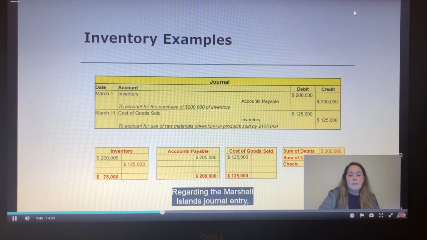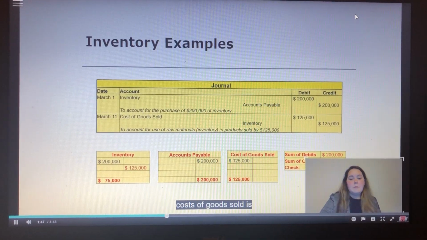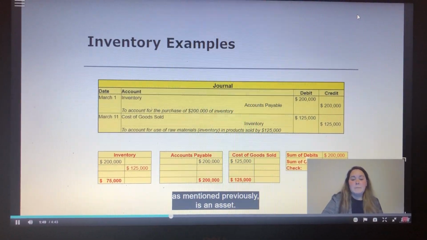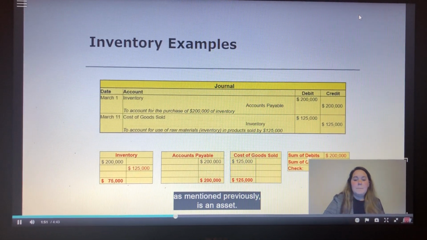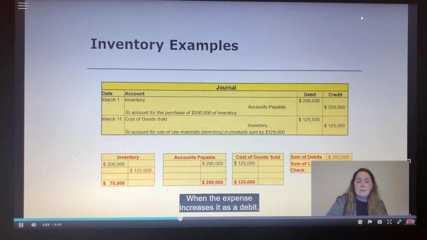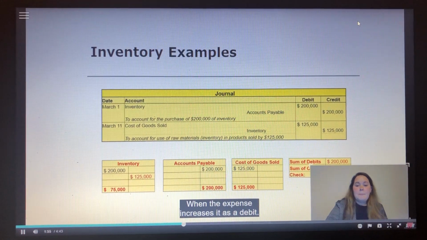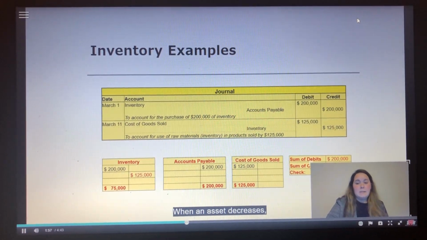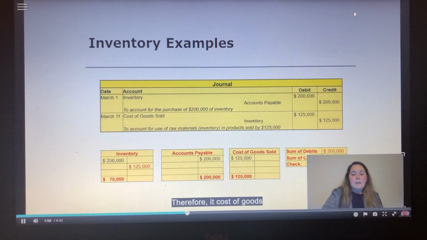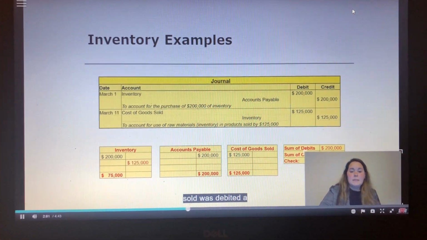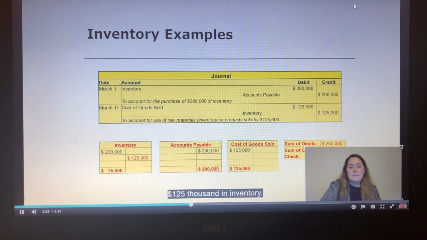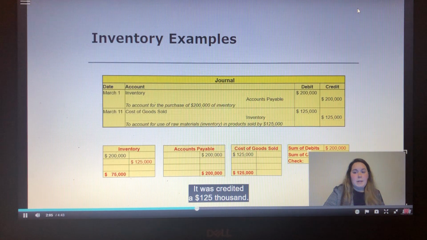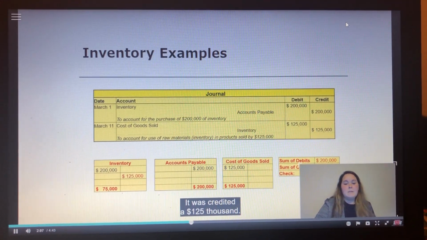Regarding the March 11th journal entry, cost of goods sold is an expense and inventory, as mentioned previously, is an asset. When an expense increases, it is entered as a debit. When an asset decreases, it is entered as a credit. Therefore, cost of goods sold was debited $125,000 and inventory was credited $125,000.